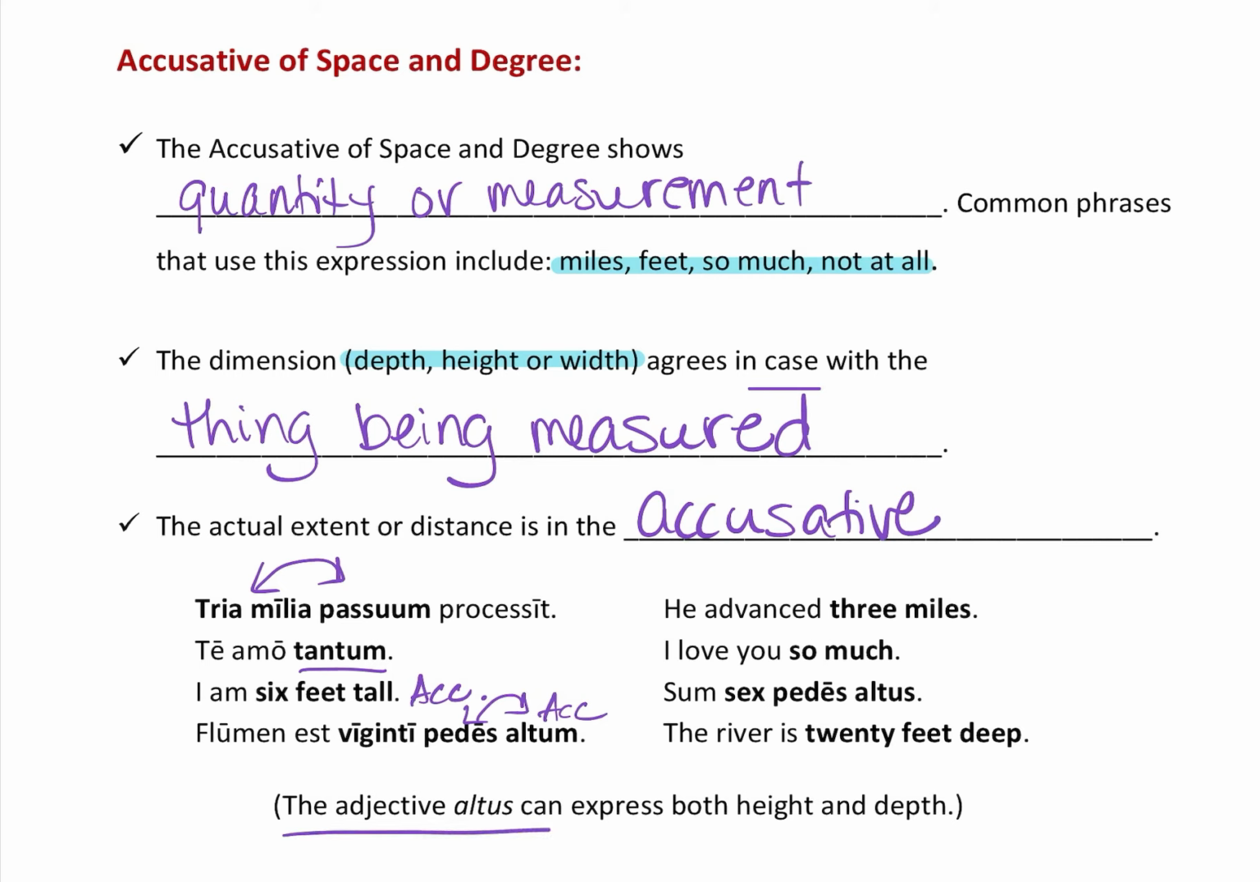So you can see how we are in the accusative here. Now, the adjective altus can express both height and depth, so you just have to do the one that makes sense the most in English. Remember, it's always about making good English sense.